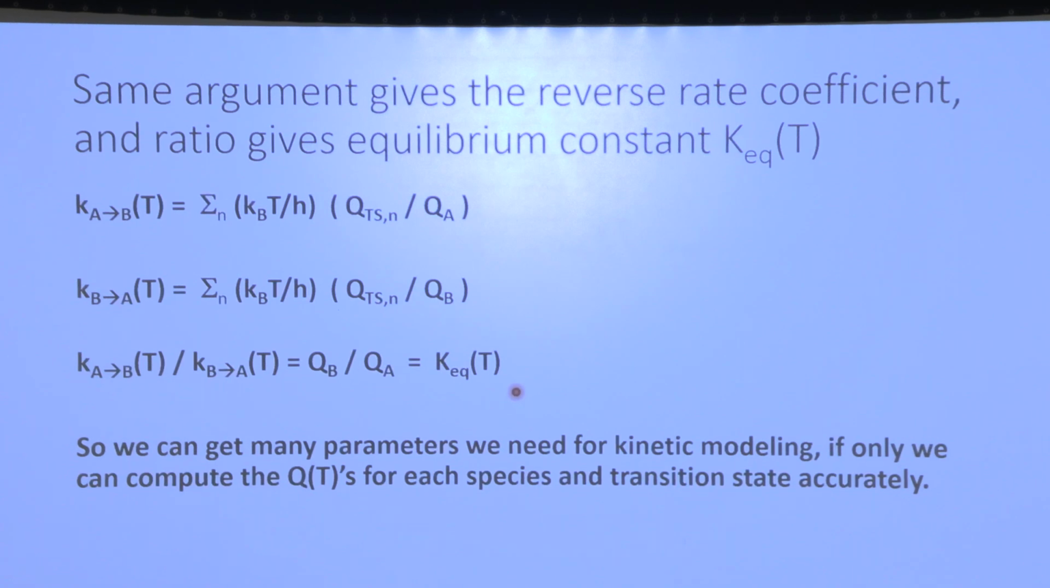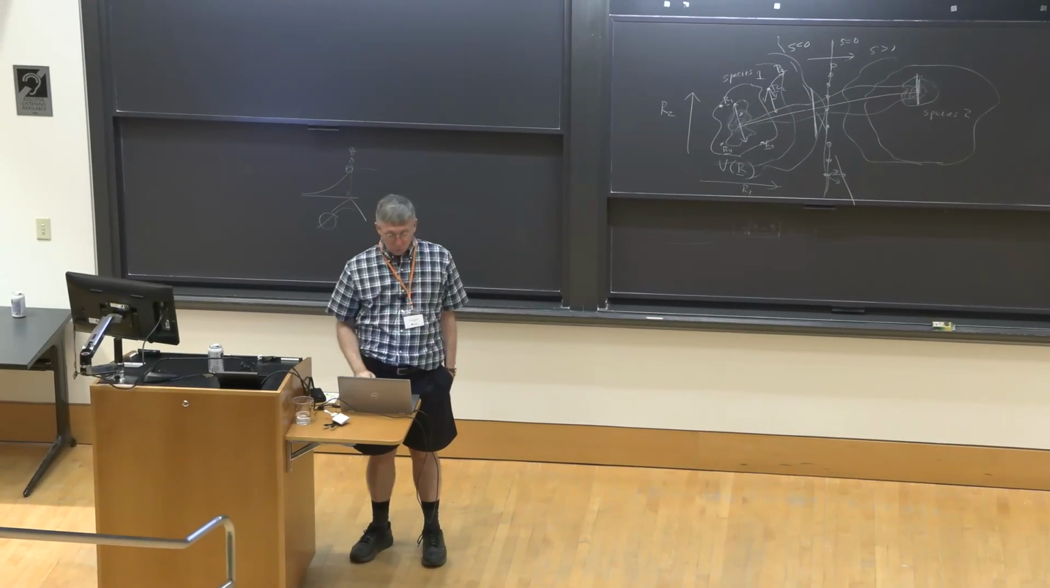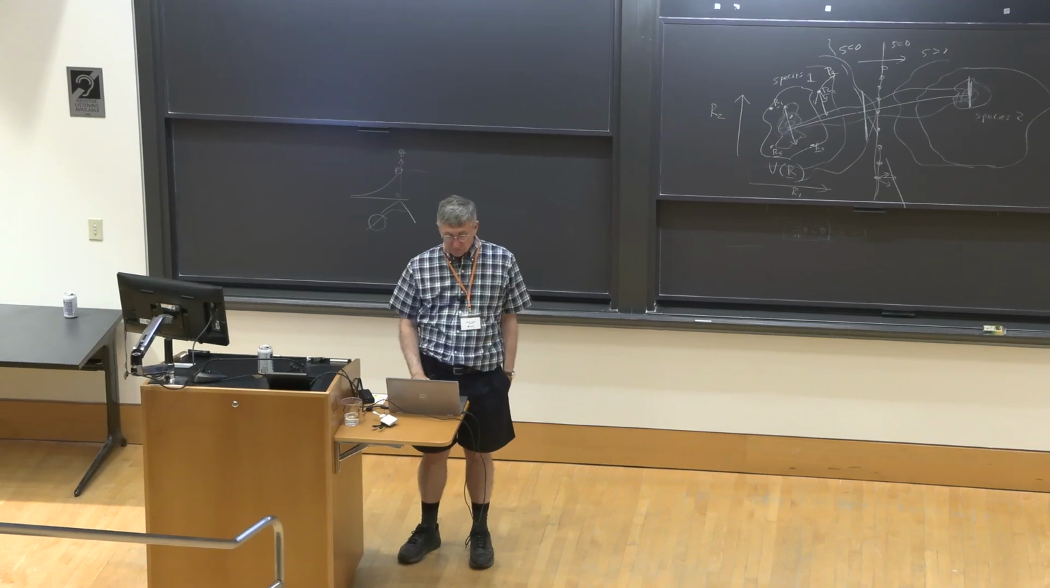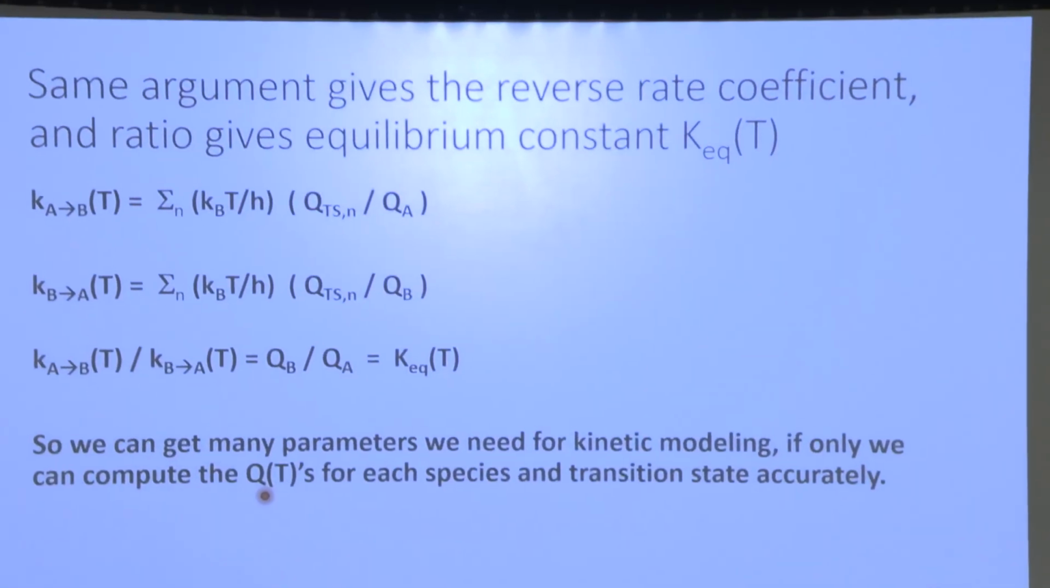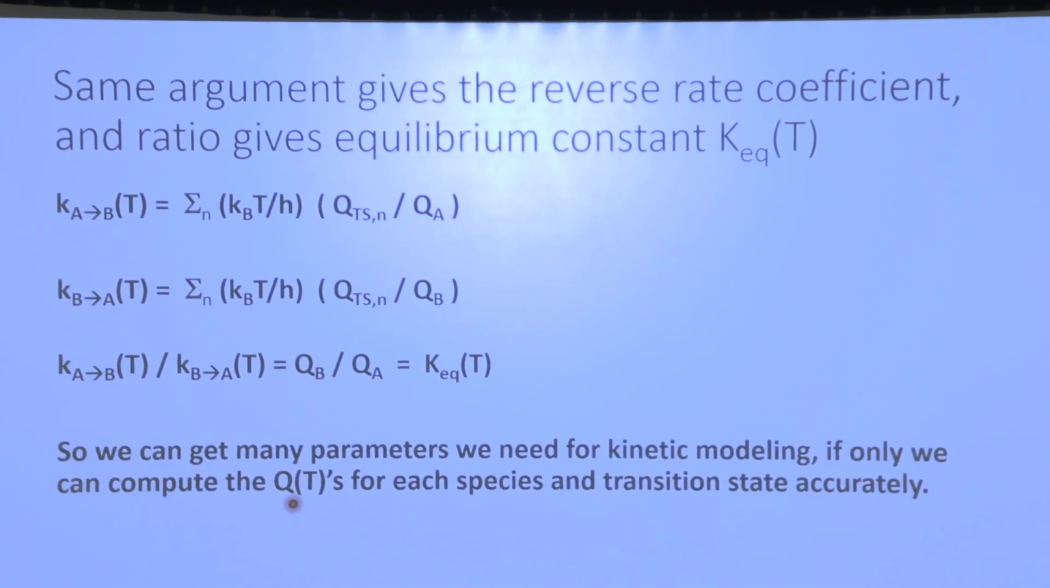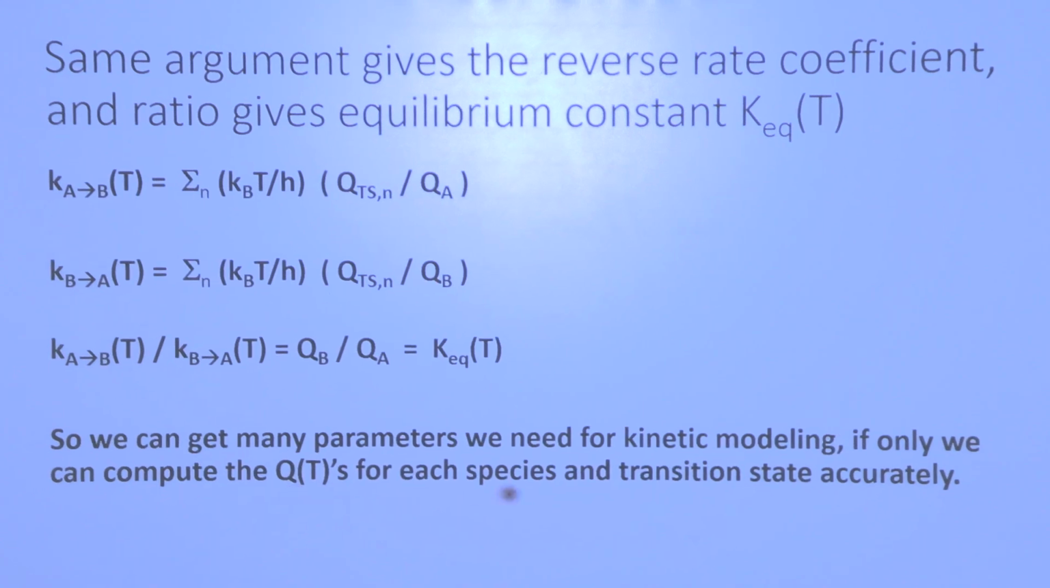So now, just from a couple Qs, we can get both the rate coefficients forward and reverse, and also the equilibrium constant. This is the main idea for how we can go from first principles to get rate coefficients. All we have to do is figure out how to compute these Qs. That'll be a later lecture. We'll talk just about that computation.